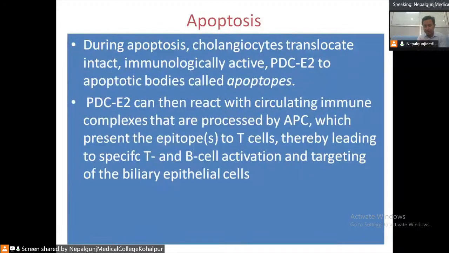So during apoptosis this active PDC-E2, the mitochondrial antigen, is released and reacts with circulating antibodies, forming immune complexes that are processed by antigen presenting cells, APCs. These present the epitope to T cells, leading to specific T and B cell activation, with release of cytokines and autoantibodies, and immune-mediated biliary epithelial injury and liver injury. So apoptosis is also involved in the pathogenesis of PBC.